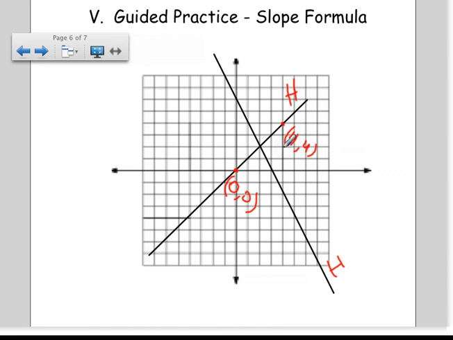For line I, I'd like you to use the point 2, 2, which is that point there, and the point here, which is at 5, -4. I think. 1, 2, 3, 4, 5. 1, 2, 3, 4. Yes. Please stop the video here. Press play after you found the slope for both lines using the slope formula.